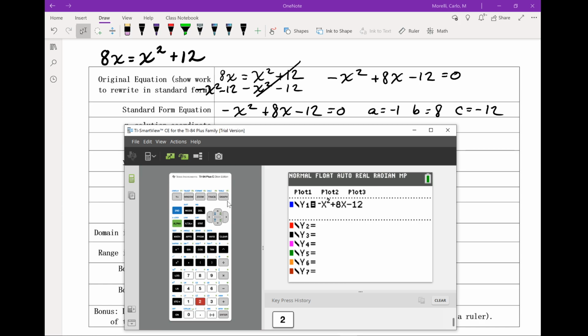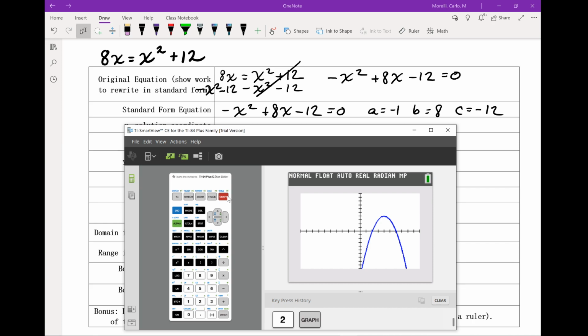Okay, and then I'm going to hit graph once we get this thing typed in. All right, so now it's typed in on the live stream. I'll hit graph. And I can see that once I hit graph, it's a downward sloping parabola. Okay, so it has a maximum instead of a minimum.